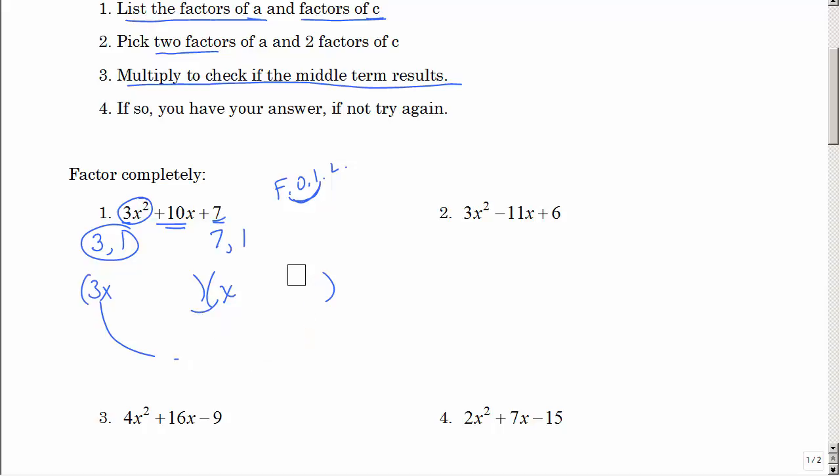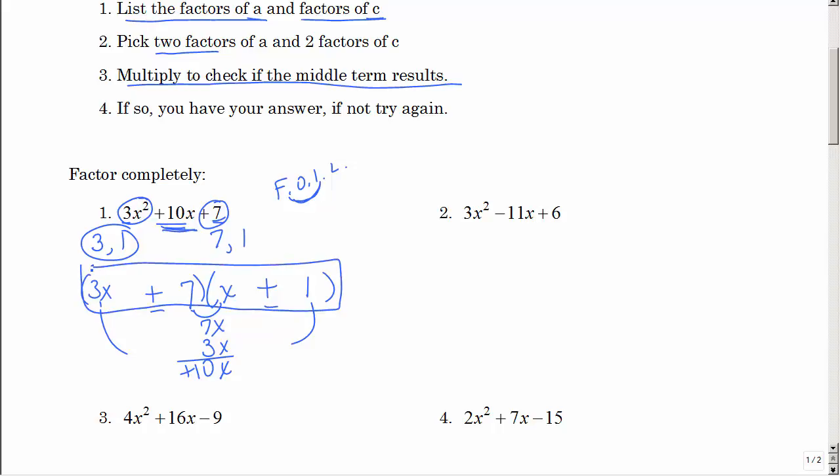So I'm going to erase and try again. So I'm going to put the 7 here and the 1 there. That's 7x, that's 3x, and if they're both positive, I get 10x, which is the middle term. I know a positive 7 times a positive 1 is a positive 7. If these are all positive, I get a positive 10, and that is my final answer. Not that hard. Well, let's look at number 2.